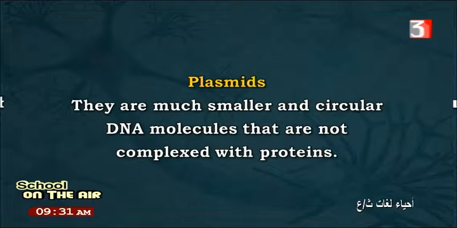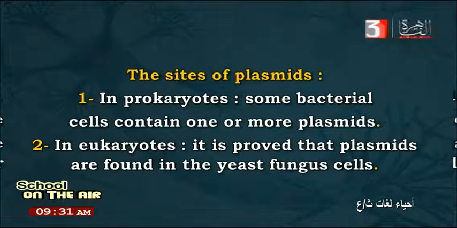Okay. What is the site of plasmid? Site means the position of the plasmid. Where is the plasmid found? It is found in two types of cells. Number one, prokaryote cells, meaning some bacterial cells which contain one or more plasmids. Prokaryotes are the simplest type of cell. And it is also found in eukaryotes, like yeast fungus. Not all types of eukaryotes contain plasmids.